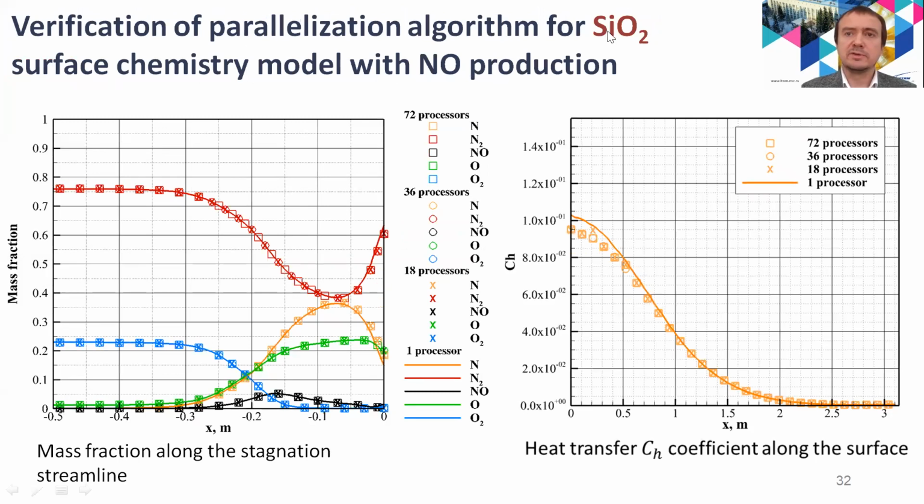And this is the results for the Kurosaki model of CO2 with NO production. Probably you see some difference only between one processor case and different multiprocessor cases, 18 processors, 36 and 72 threads. Probably we should look closely at this one processor case, maybe why we have this small disagreement. But you see 18 processors, 36 processors, 72 processors, they coincide greatly here.